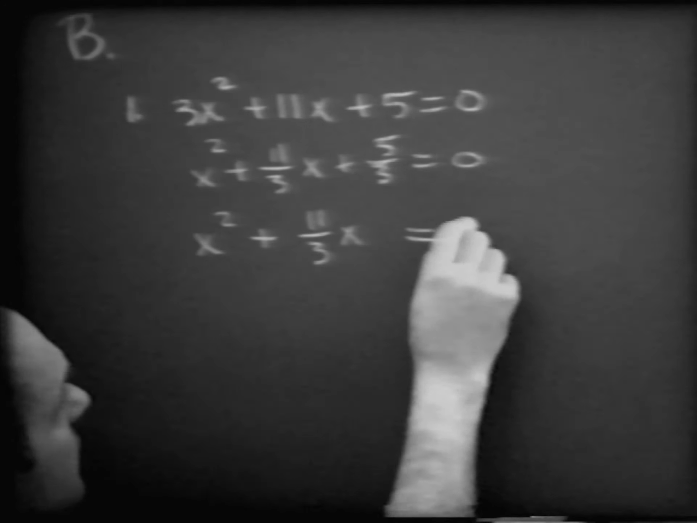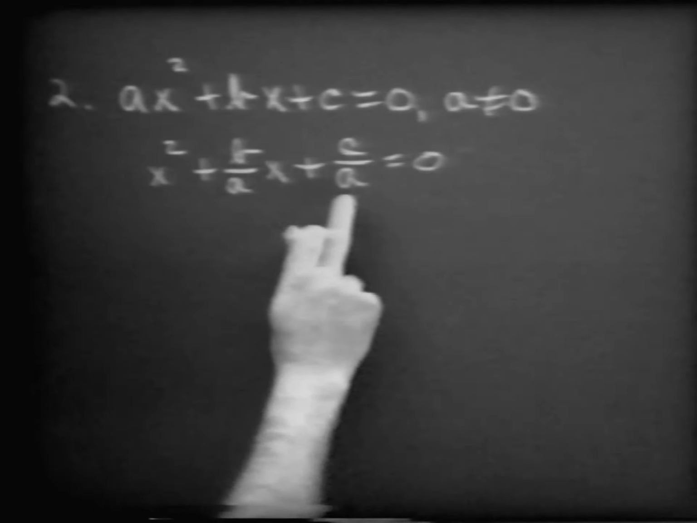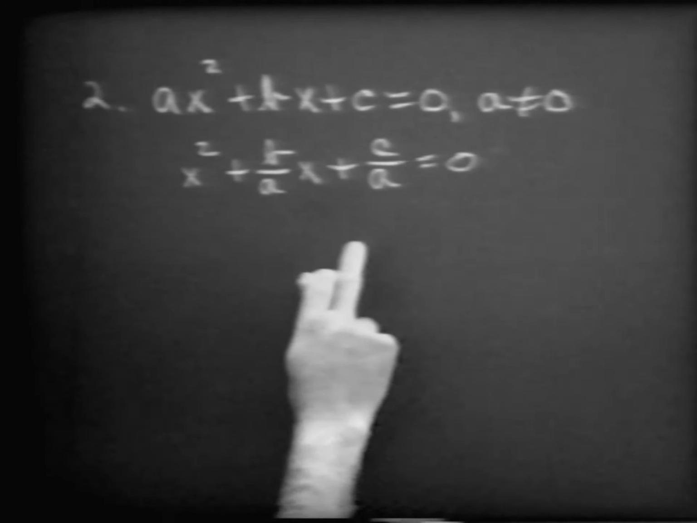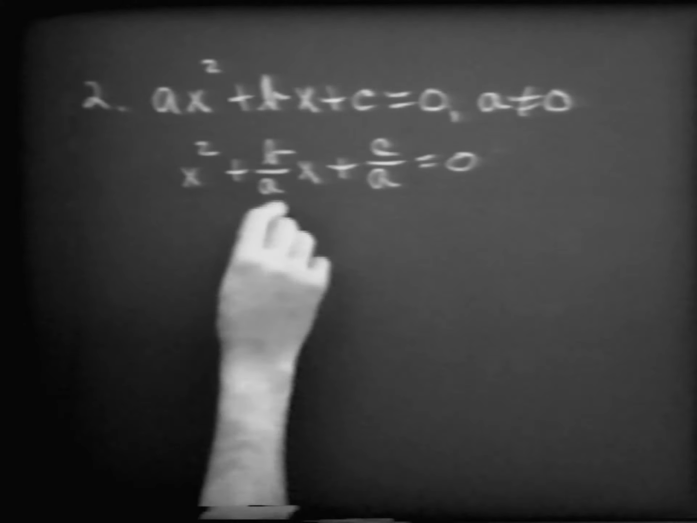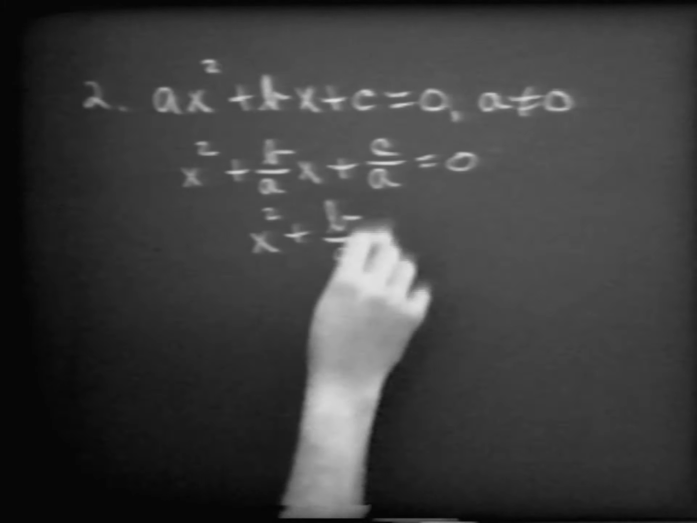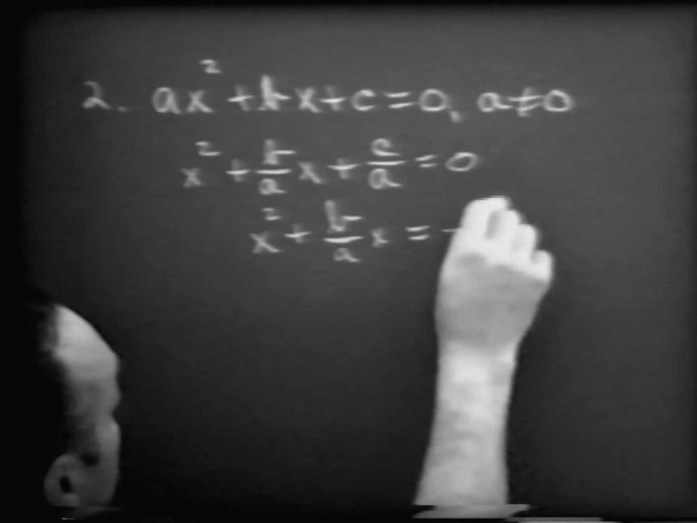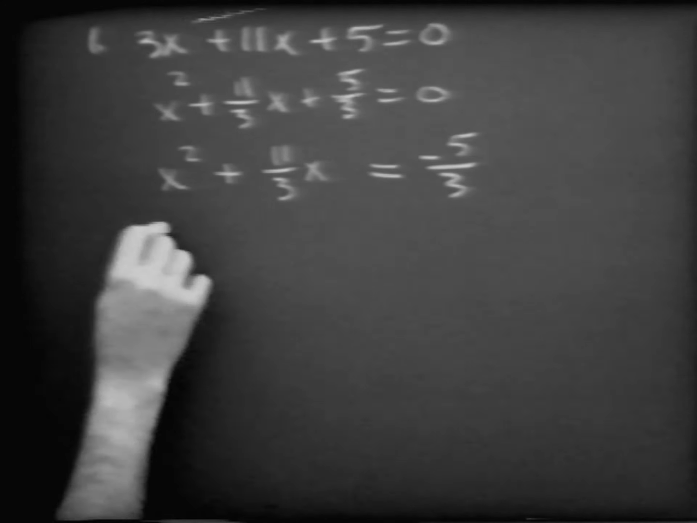Is that right? So it's equal to what? A negative 5/3. Okay? Let's then come over here to our general case in which you say to yourself, well, let's subtract. So we have x squared plus b over a x is equal to the opposite of c over a. Very good.